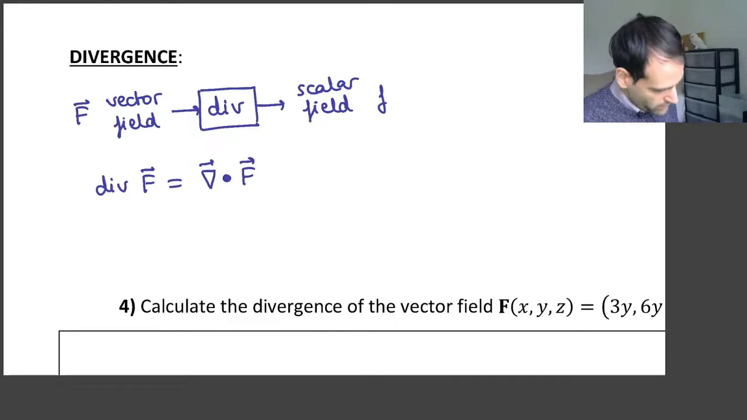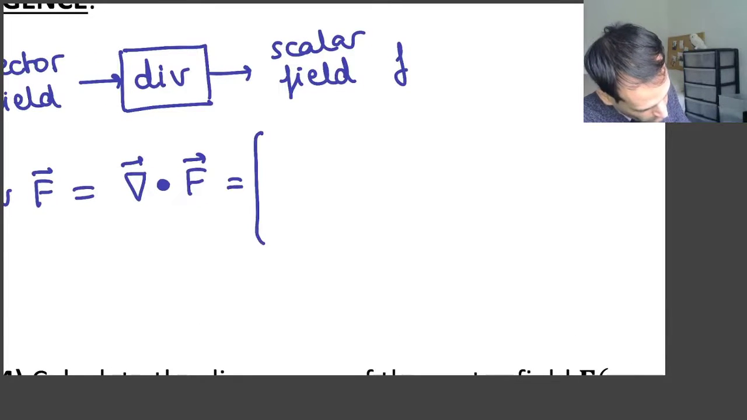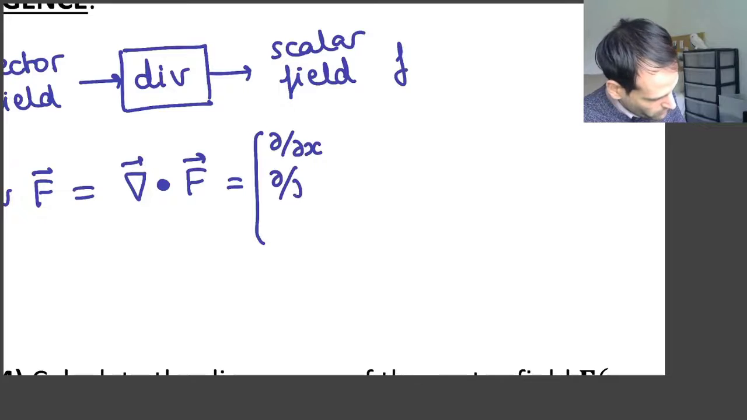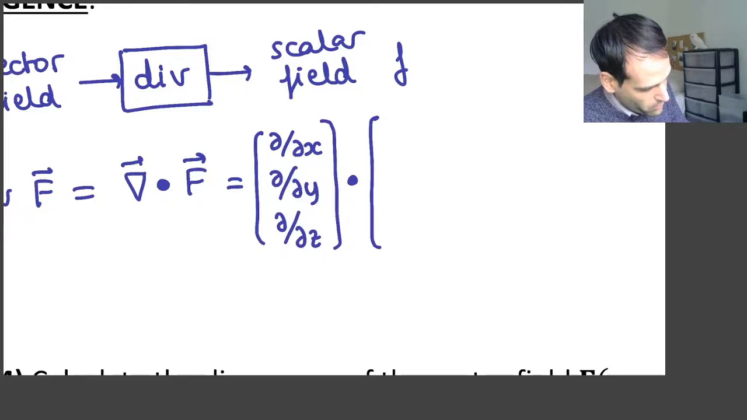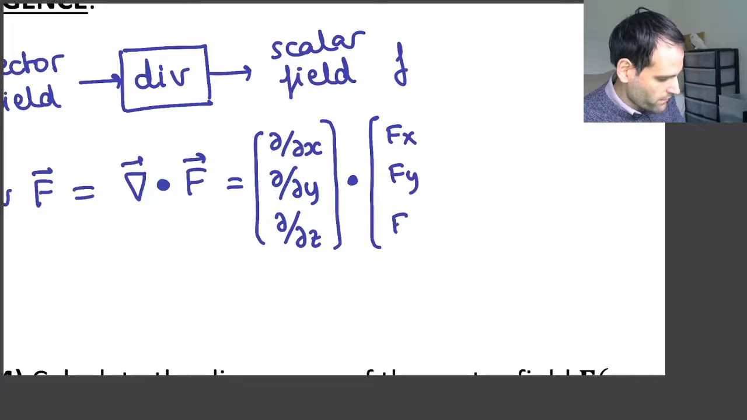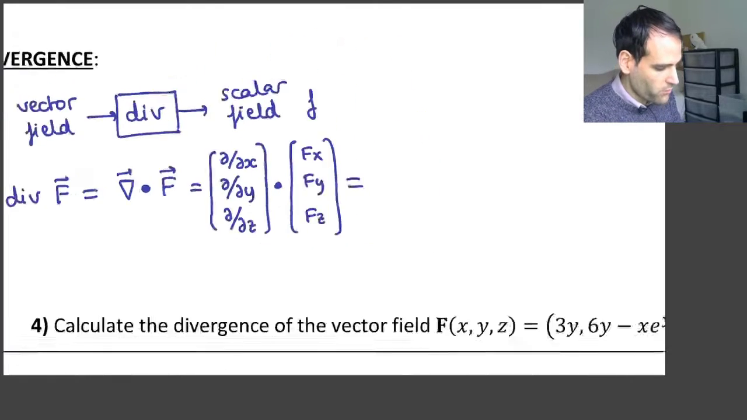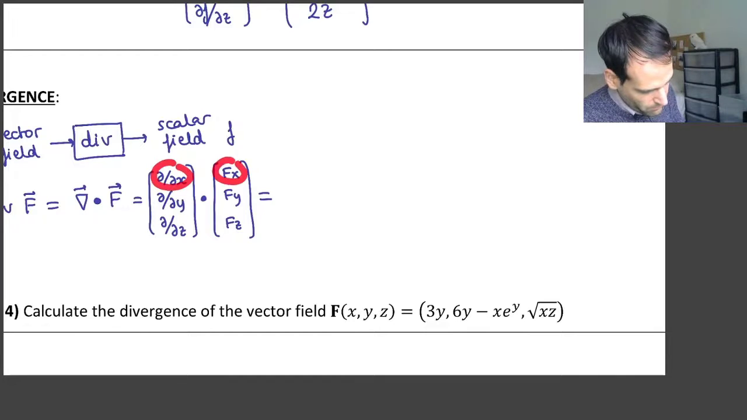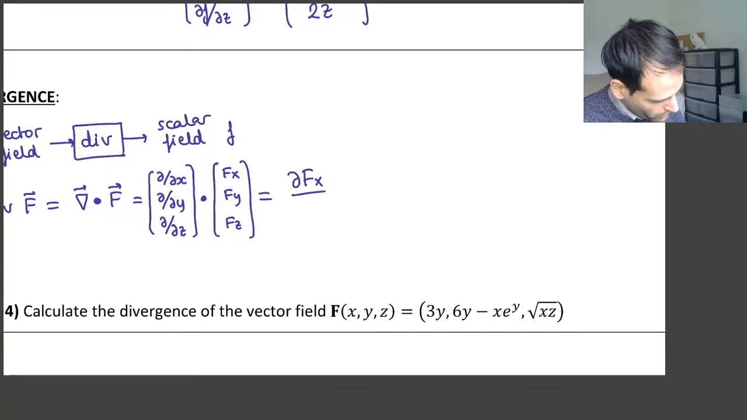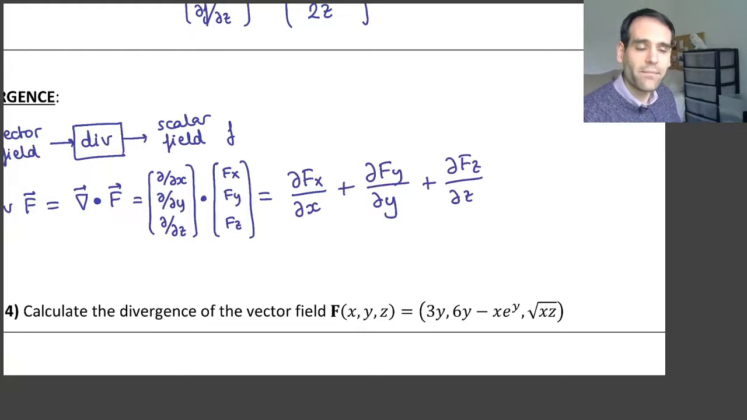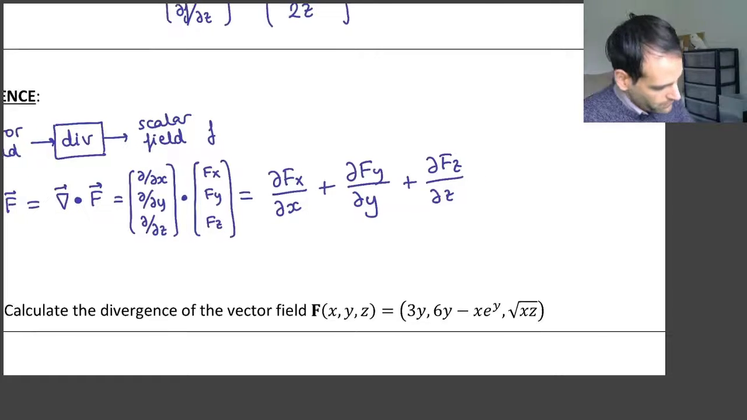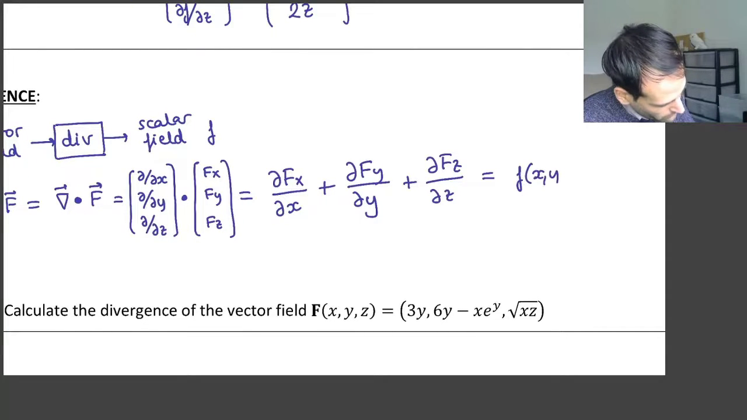Okay? So let's develop this. What does it mean? If you write nabla as the vector partial with respect to x, partial with respect to y, partial with respect to z, and then you do the dot product with vector field f, which has three components, f of x, f of y, and f of z. The result of this dot product, you know how to do a dot product, is this times this, plus this times this, plus this times this, which means you are doing the partial derivative of f of x with respect to x, plus the partial derivative of f of y with respect to y, plus the partial derivative of f of z with respect to z. And this is a scalar, right? Because the dot product always results in a scalar. And this scalar is your scalar field small f of x, y, z.